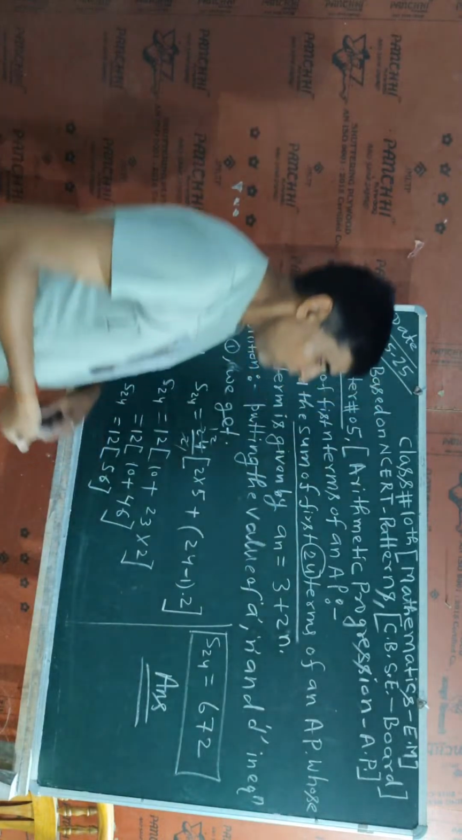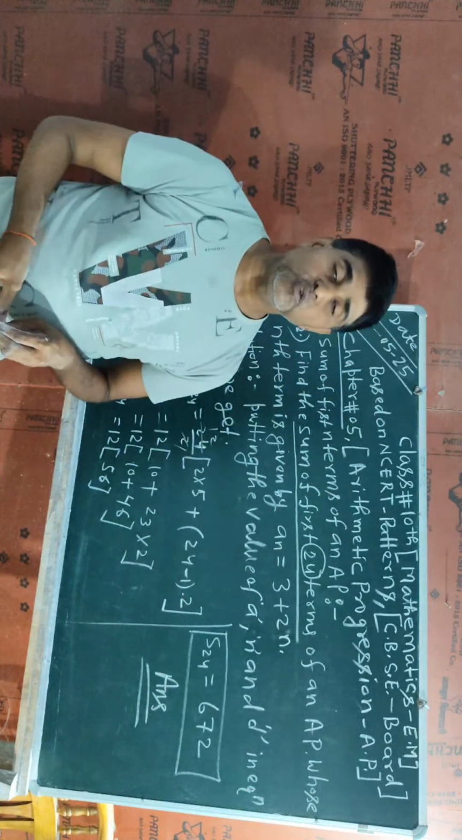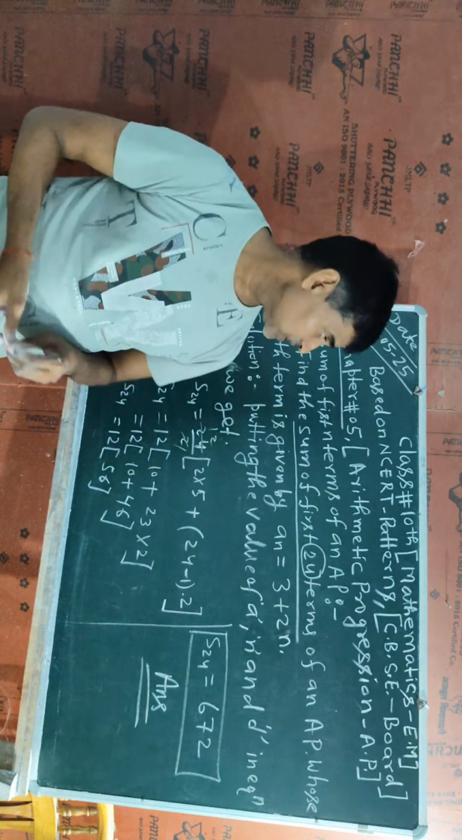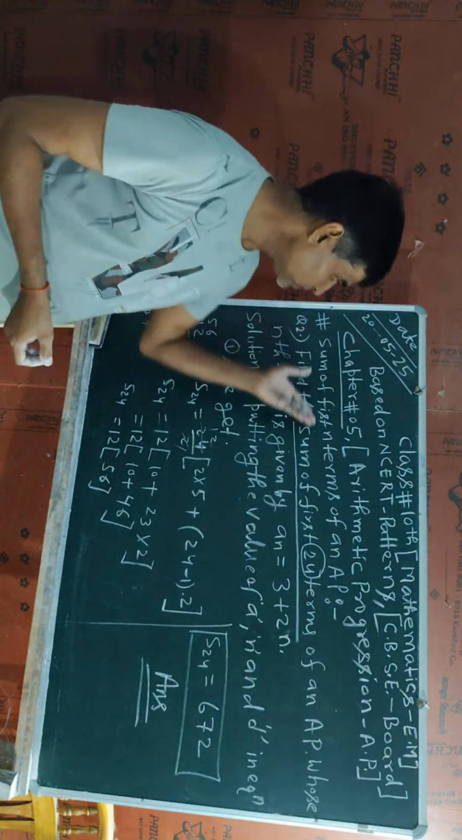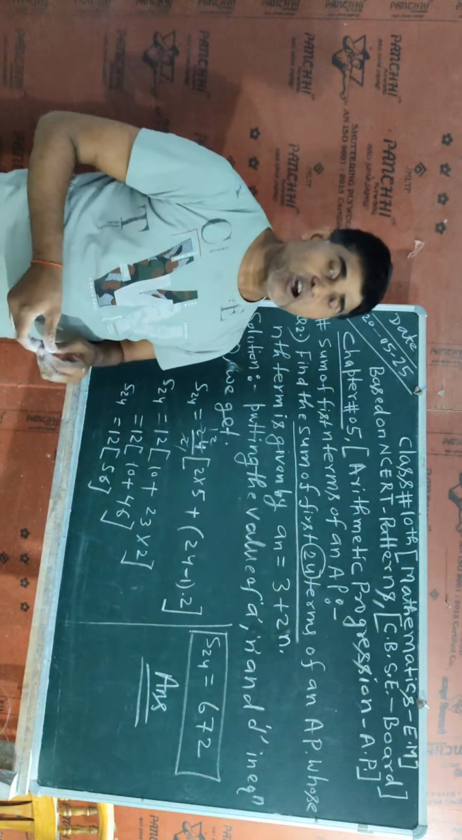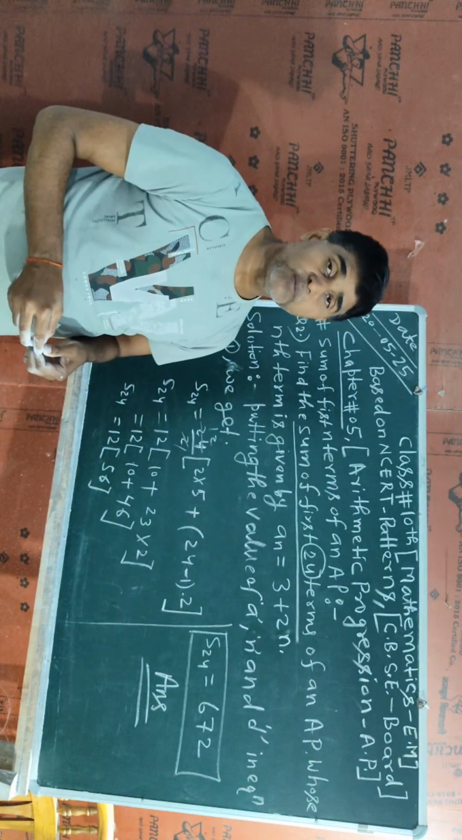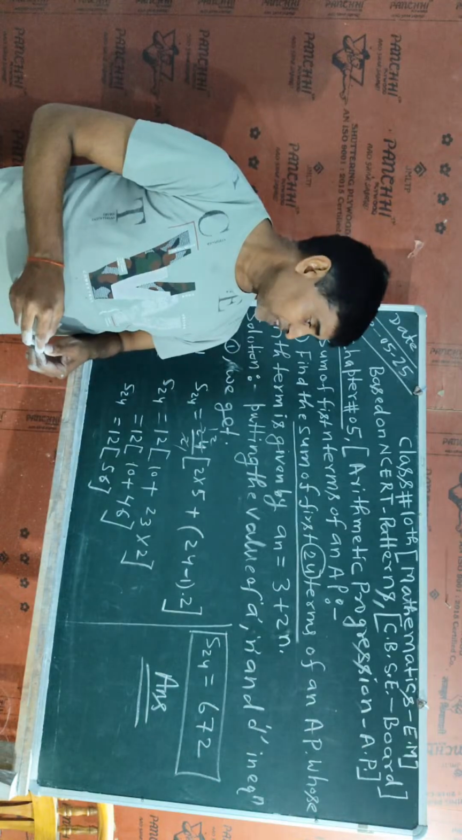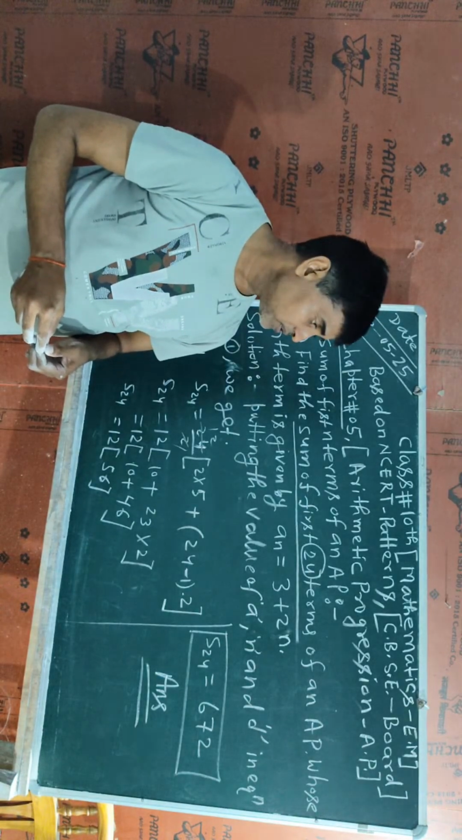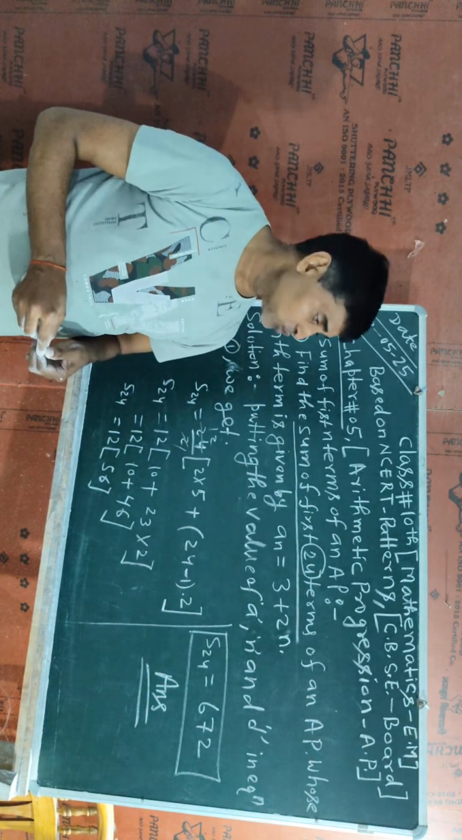Okay student, according to this way, you can solve any question related to the sum of the first n terms of an arithmetic progression. In this case, you have to remember only two formulas for getting the sum of the first n terms of an arithmetic progression.